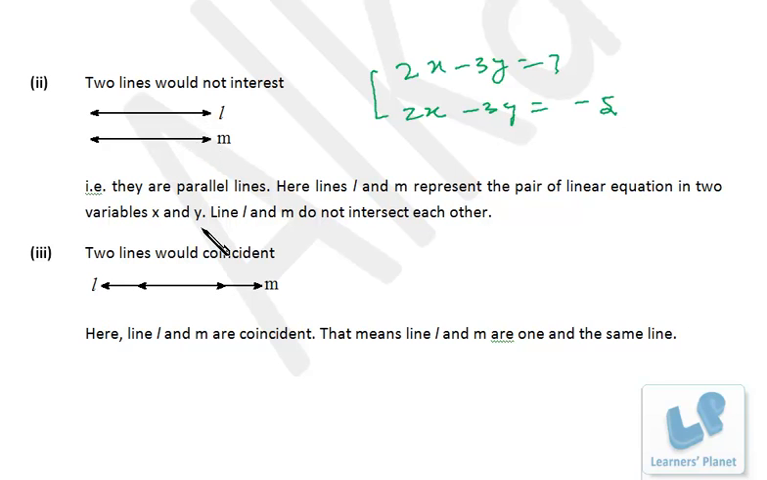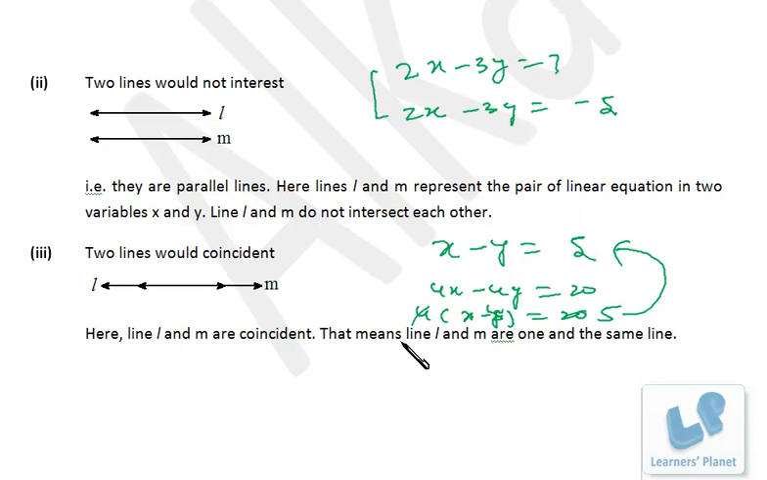and we call them parallel lines, right? Similarly, two lines can coincide. Suppose one line is x minus y is equal to 5 and the other line is 4x minus 4y is equal to 20, right? These two lines would coincide if you draw them. One line will come on the other line, or we can call them the same line. Why? Because if I take 4 common from this, it's x minus y is equal to 5. So we are getting the same line.